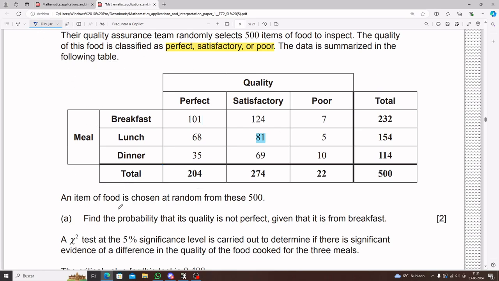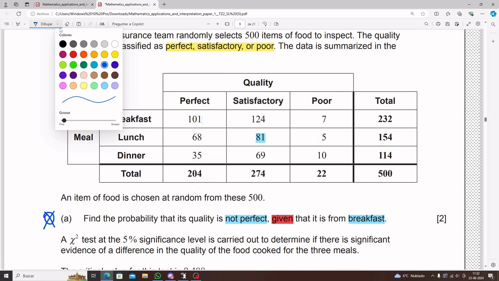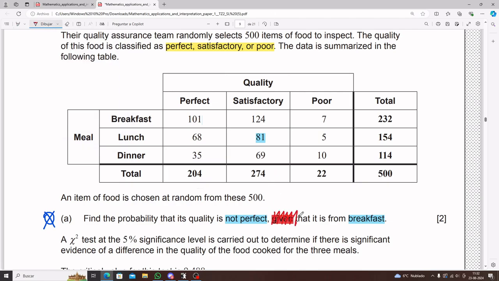So an item of food is chosen at random from these 500. And for part A, you need to find the probability that its quality is not perfect, given that it is from breakfast. That right there is huge, okay? There are 2 main things I have to explain here. The first one is how this exercise would be if this was not written here at all.